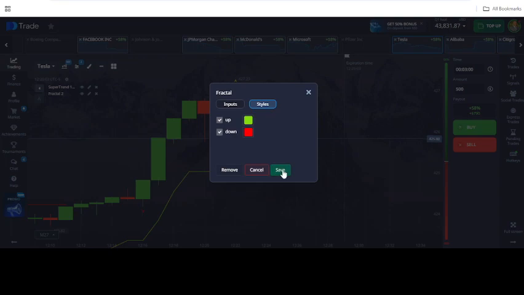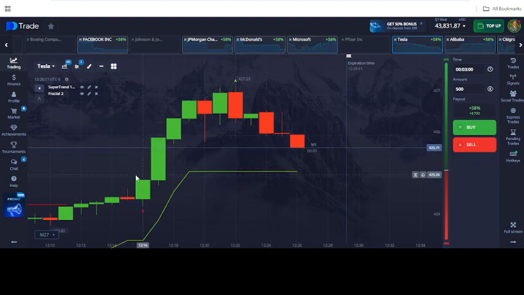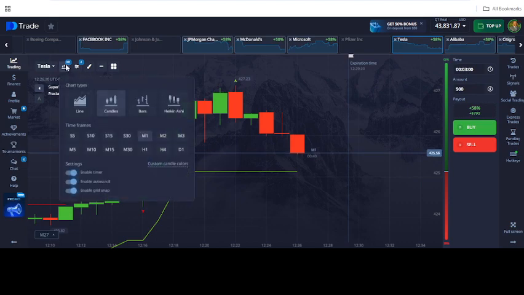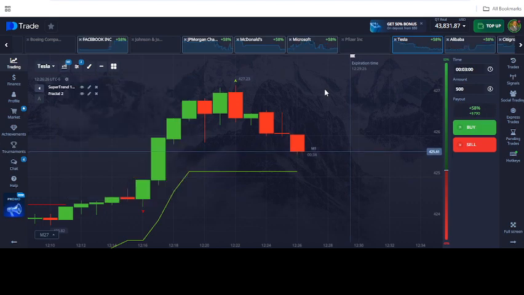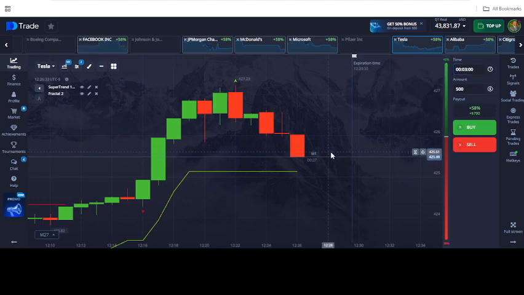We're going to go ahead and save. So we have our little fractal dots here. The red dot represents a bullish reversal. The green represents a bearish reversal. For my candlestick chart, I have the candle set to 1 minute, regular Japanese candles. And for my trade timer, I've set the trade time to 3 minutes. So I'll be taking 3-minute trades while looking at these 1 minute candles.